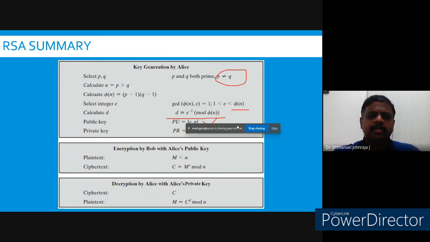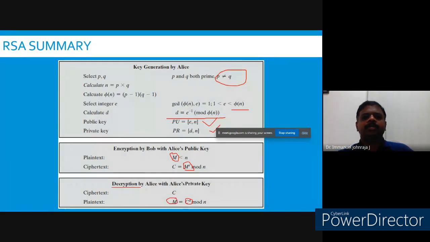Okay, and then how do we proceed? The plain text is taken as M. Ciphertext is calculated like the plain text is raised to the power of e mod n. We'll get the ciphertext. For the decryption, take the ciphertext raised to the power of d, mod n, and you'll get the original message M. Right? So this is how our RSA algorithm is working. Very simple yet powerful algorithm.